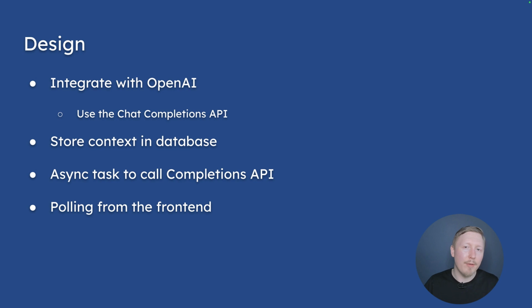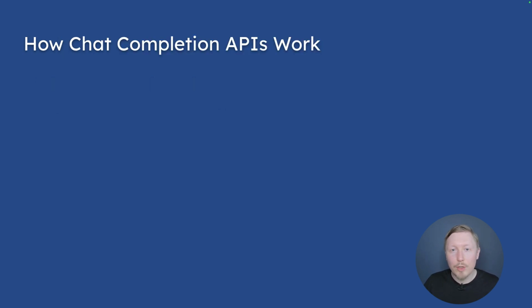I'm pretty confident that if you learn how to do it in this approach, then you could build on top of it and you could add WebSockets at a later date if you wanted to. So how does the chat completions API from OpenAI work?